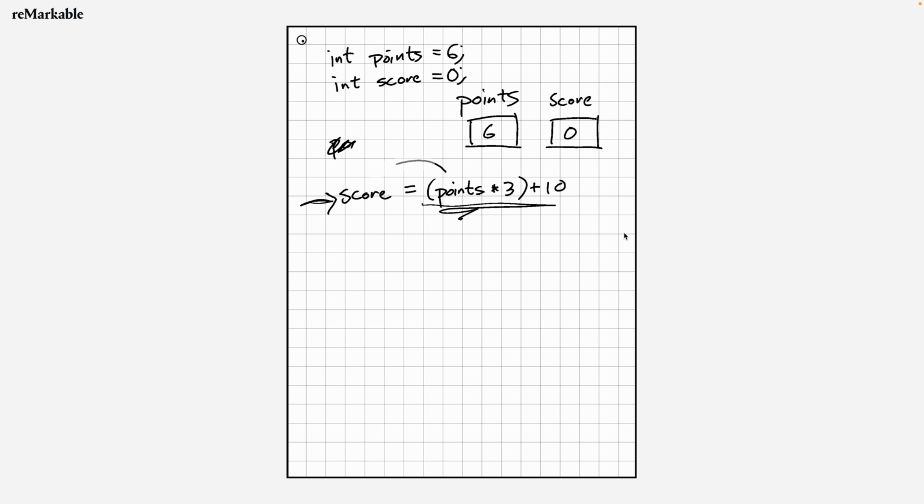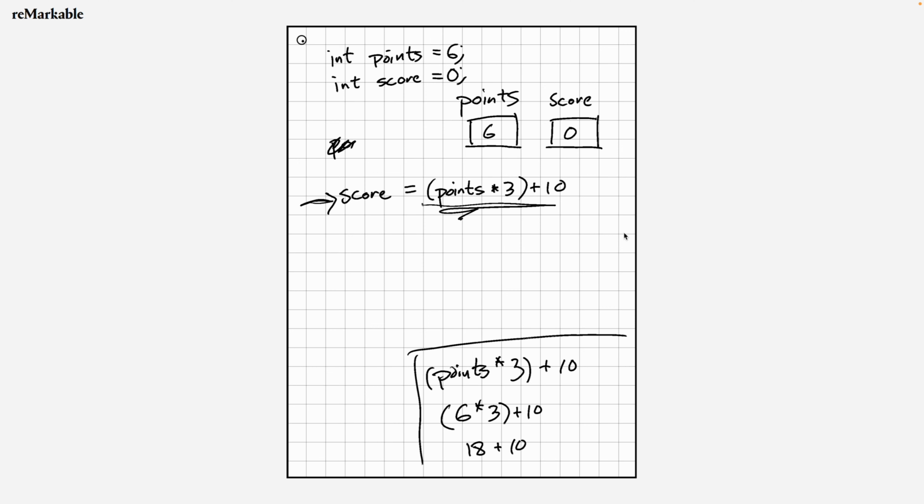So just like we did at the beginning of this video, we know how to simplify this. Here's our little scratch work down here. If points is equal to 6, so we've got our expression points times 3 plus 10, that's 6 times 3 plus 10. So that's going to be 18 plus 10 is 28. So this whole thing is 28, which means that we're going to put 28 into our score variable.